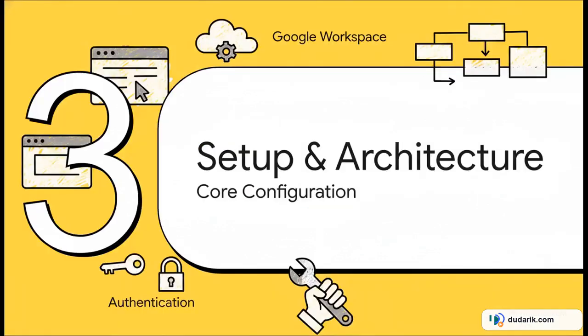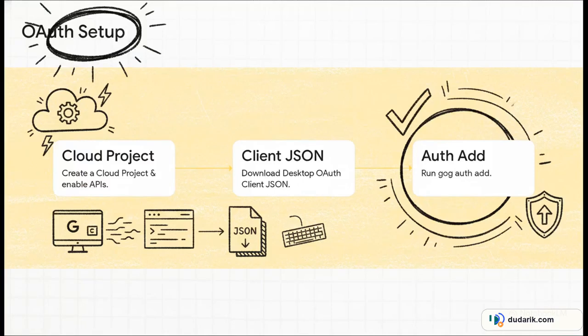Let's move into Section 3, core setup and architecture. Let's see how this builds, because initialization is surprisingly simple. It's just a one-time OAuth setup. You create a Google Cloud project, enable the APIs you actually need, download your desktop OAuth client JSON, and then you simply run gog auth add. And boom, that's it. You are authenticated and ready to go.